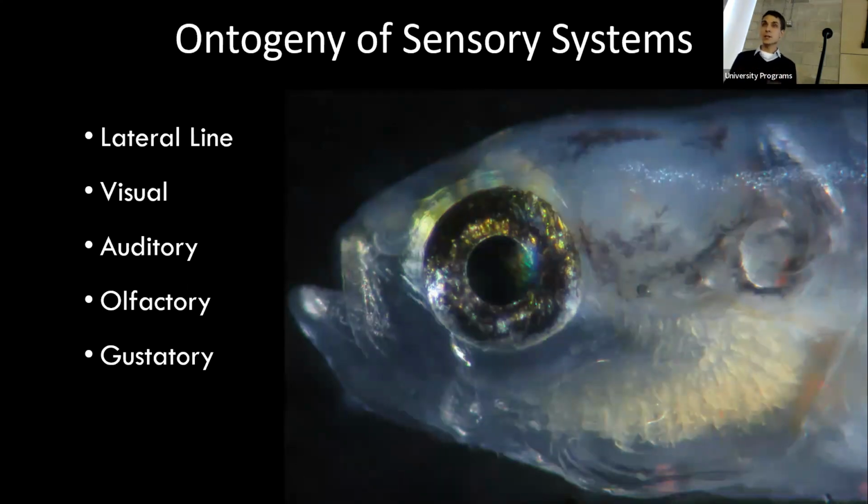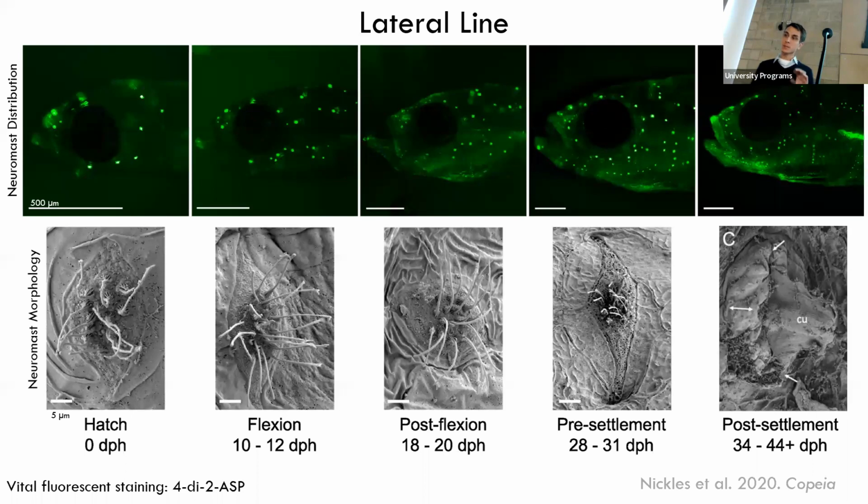throughout development. And I'm just going to focus on a few of these in more detail today, ones that may be related to their dispersal. Okay, and I'll begin by taking a closer look at the lateral line. So the lateral line system is a sensory system that allows fish to detect water flow around their body.